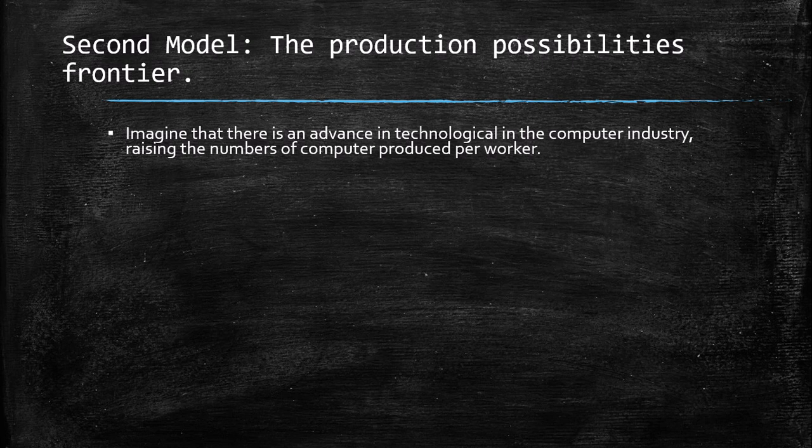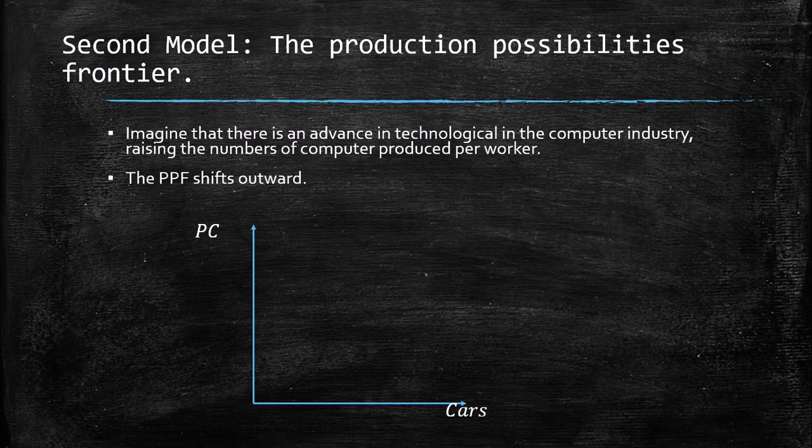So in this part, let's think about a little change in this economy. Imagine that there is an advance in technology in the computer industry. Given this advance, the number of computers that each worker can produce is higher. So the production possibilities frontier shifts outward. We have again cars and personal computers. We have this initial point, which is an efficient point: 700 cars, and at the same time I can produce 2,000 personal computers.